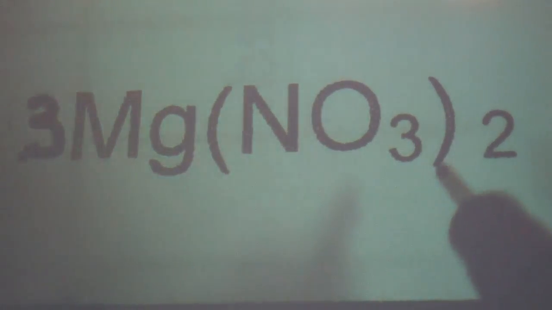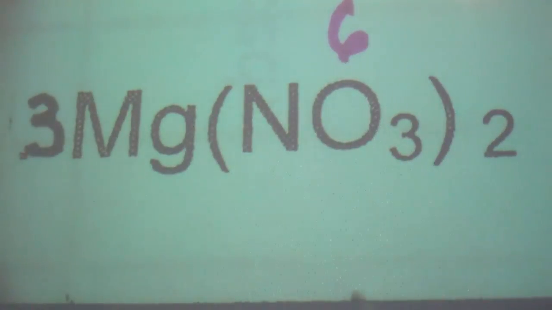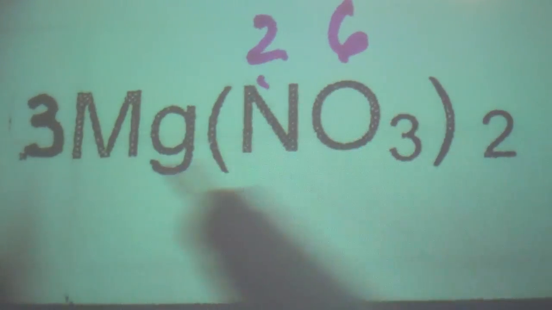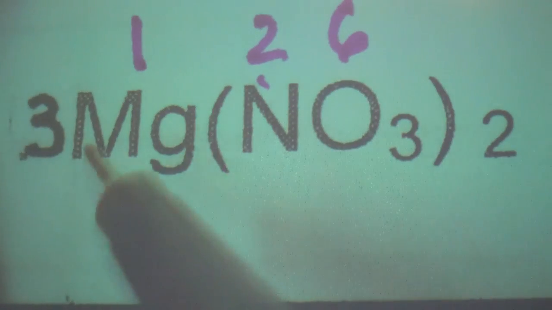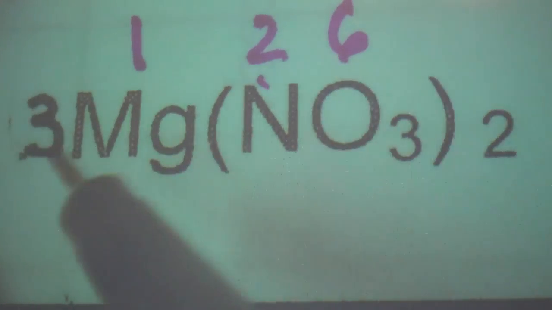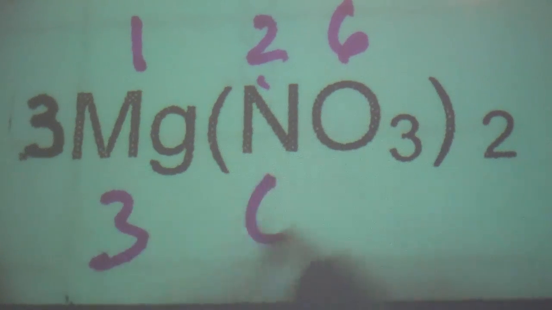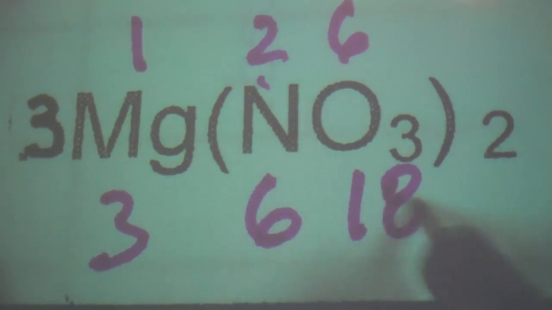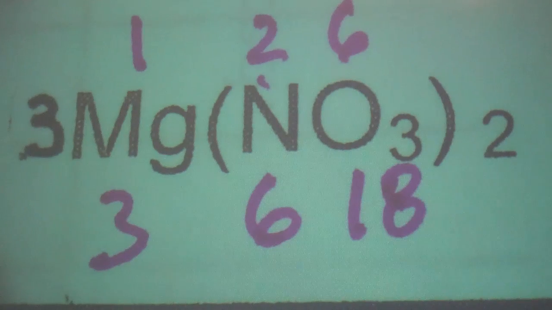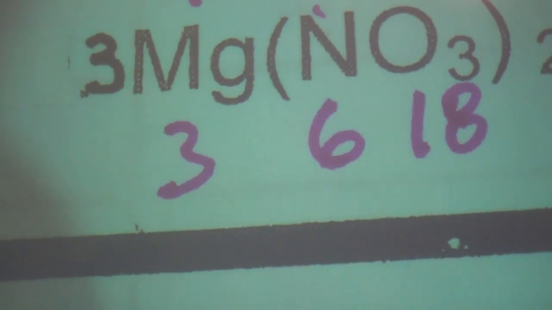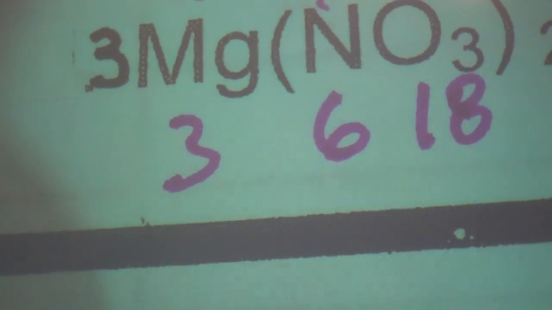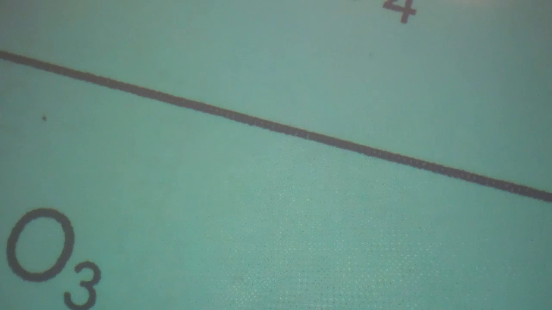Let's try this one. How many O's? 6. How many N's? 2. How many Mg's? 1. Now we hit the coefficient, so we need to multiply all these. How many Mg's? 3. How many N's? 6. How many O's? 18. 18 plus 6 plus 3 gives me how many atoms I have total. I think you guys got this down. I'm going to give you this worksheet, and you're going to do the rest.